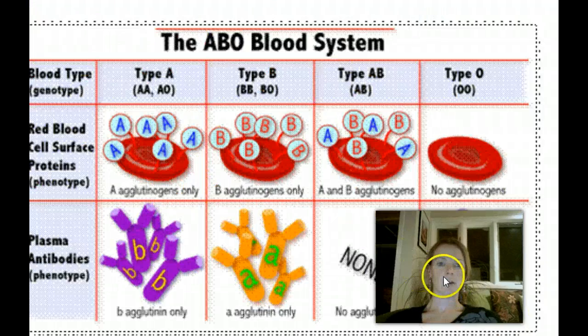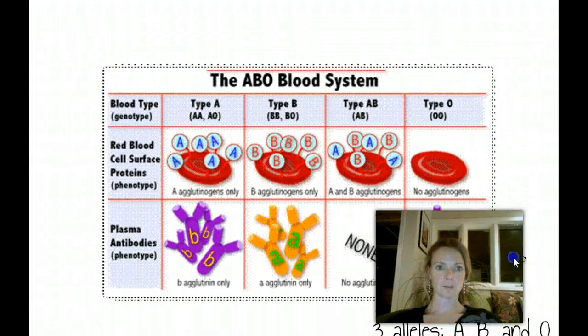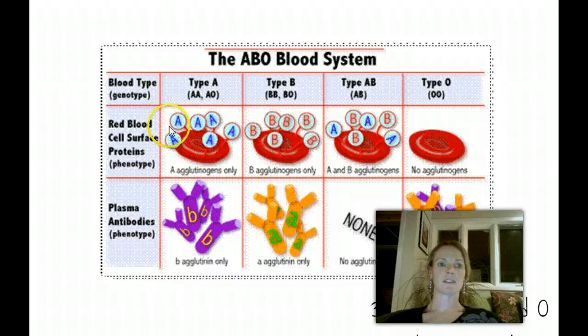So let's look at this diagram here. Let me make it a little bit smaller so you can see. The ABO blood system, okay? I want you to know, and I'm not going to go over this in depth because there's a lot to this actual picture here. You have blood types, type A, type B, type AB, and type O.